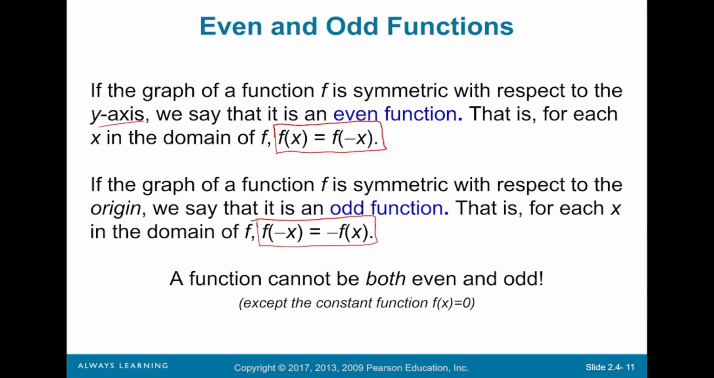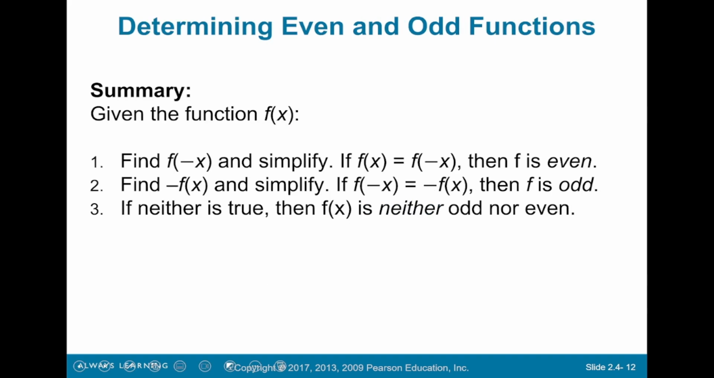And just note that no function can be both even and odd, with the caveat of the constant function f of x equals 0, since 0 is neither positive nor negative, essentially. So no function is both even and odd, but functions can be neither even nor odd. Okay, let's see an example. Oh, actually, summary first. To determine if something's even or odd, since it can't be both, all you have to do is find f of negative x, and then check if you got back the same answer.